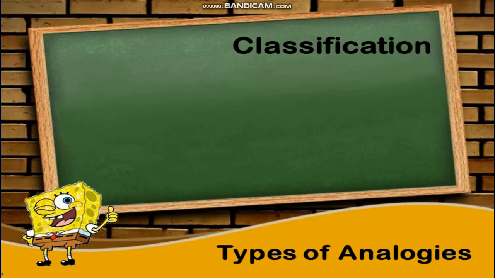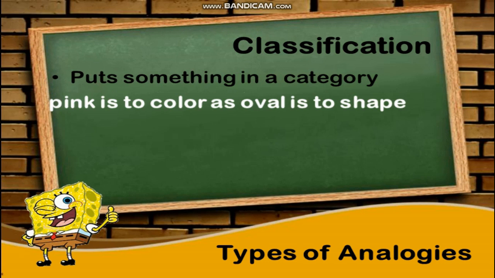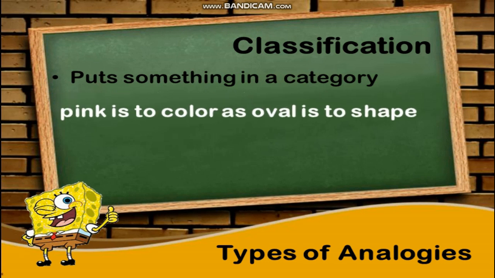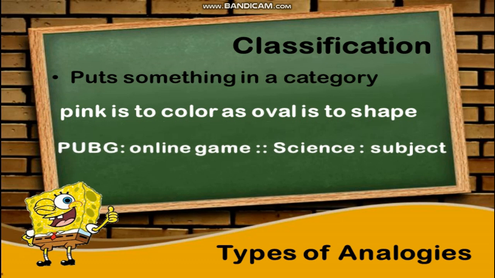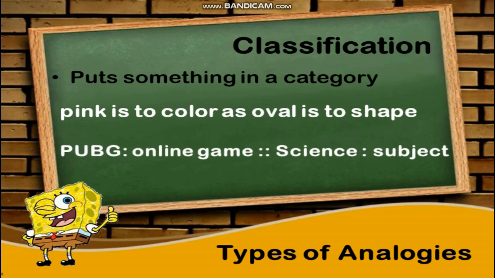This is the last type of analogy, classification. Put something in a category. Example, pink is to color as oval is to shape. Pink is kind of color as oval is kind of shape. PUBG is to online game as science is to subject. PUBG is kind of online game as science is kind of subject.